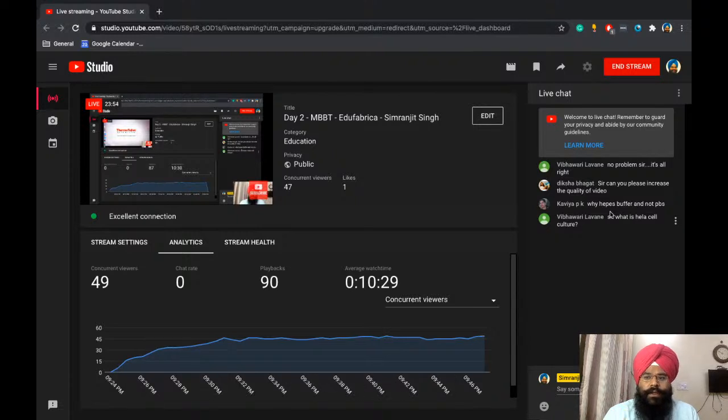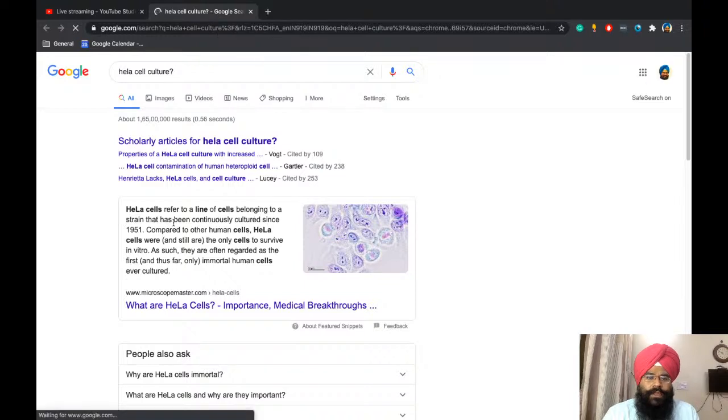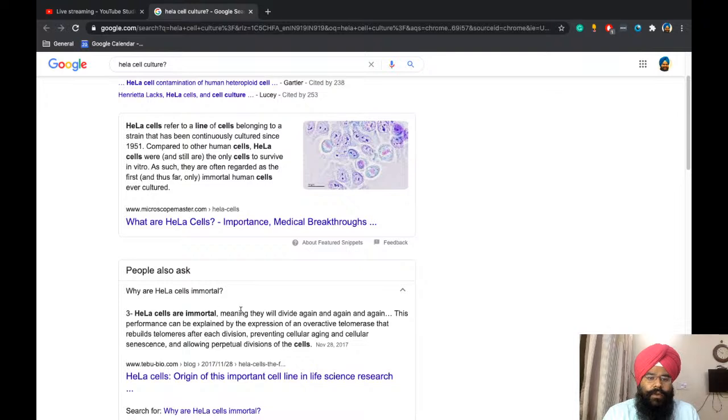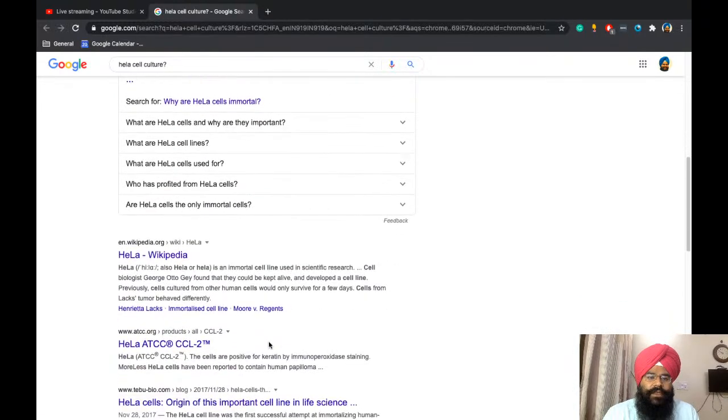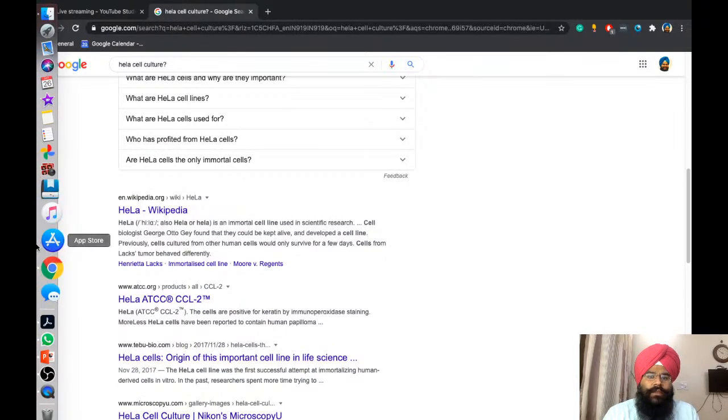That's the main reason. So what are HeLa cells? I don't remember the full form. They are human cell lines belonging to a strain that has been continuously cultured since 1950, compared to other cells which only survive for a limited time. HeLa cells are immortal because they divide again and again, through expression of overactive telomerase. So they keep dividing. Yeah, this is an immortal cell line.